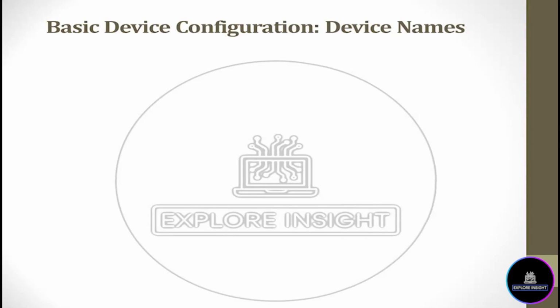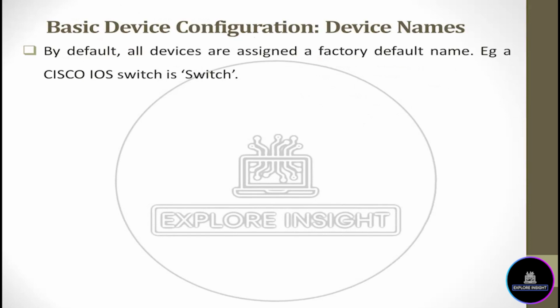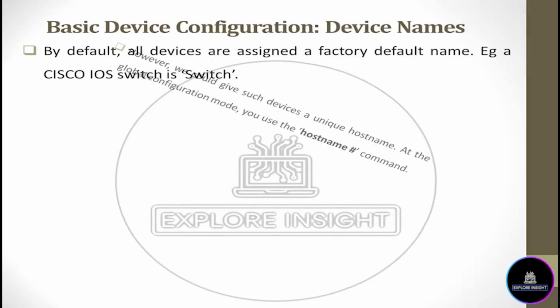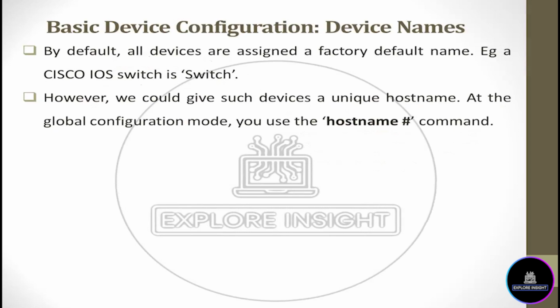Now, talking about the basic device configuration, I'll first of all deal with the device names. It's important for you to understand that by default, all devices are assigned a factory default name. For example, the Cisco IOS switch is called switch. Nevertheless, we could actually give our devices a unique hostname. For example, I can call my switch S1.